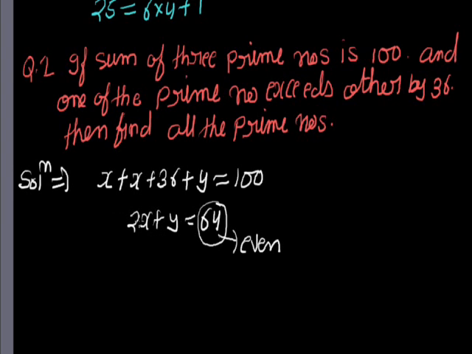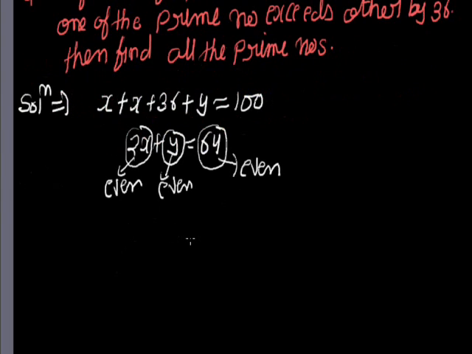But here 2x, twice of x, is a multiple of 2, that's why it is an even number. So there is only one choice for y, that it has to be even. But in the question we are given that all three are prime numbers, x and y both are prime numbers. So there is only one prime number which is even as well as prime, that is 2. That's why here we can take the value of y equal to 2, because 2 is the only even prime number.